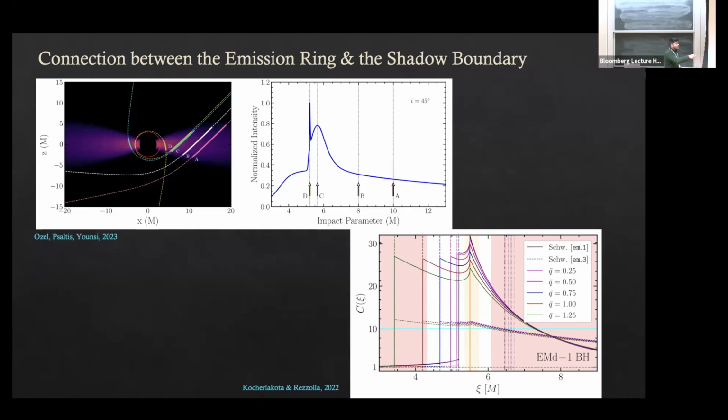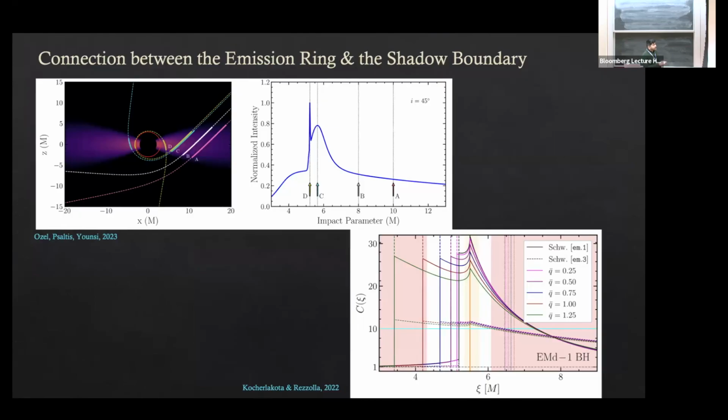So if you were to measure an image, like we do with EHT, and you have a ring, then you can infer what the shadow size itself is by doing some calibration, by comparing with images that you produced theoretically from theoretical simulation. So this is what we use currently with the EHT to test gravity.